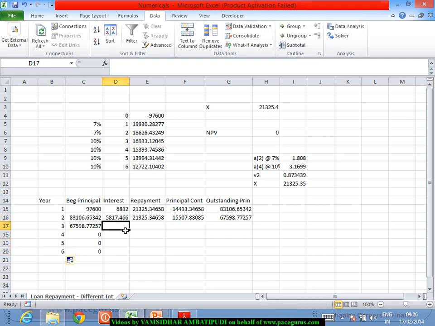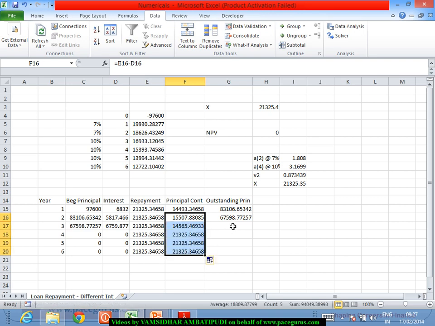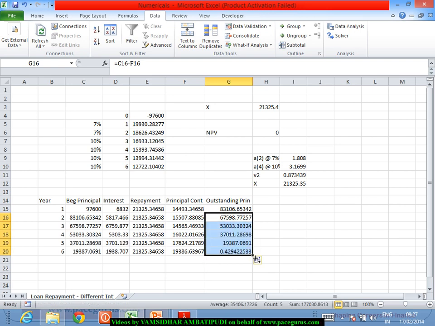Now the interest for each of these years, this I will multiply with 10%. So the interest in each of the years is actually increasing over the period, but the repayment is more and more of a level repayment. The principal contribution is the remaining part. So from here the outstanding principal will come out to be this. So what you see is by the end of the sixth year, the outstanding principal is almost zero. That is where the loan is getting completely paid off.